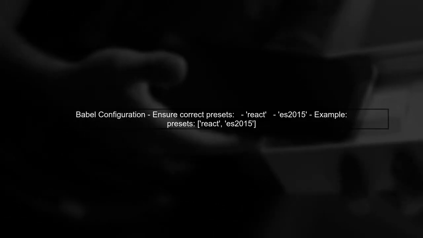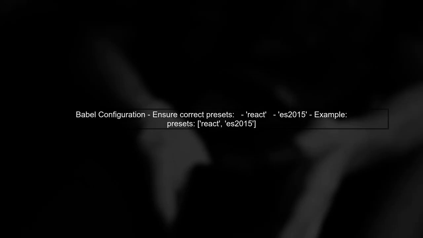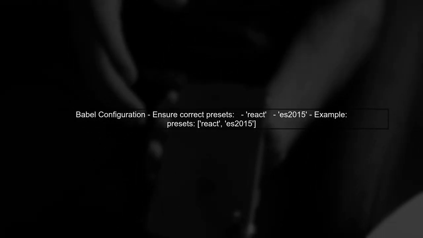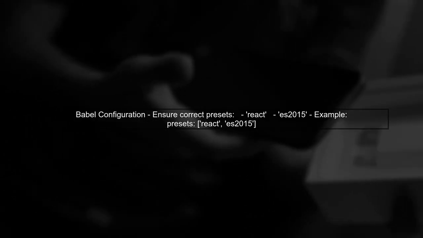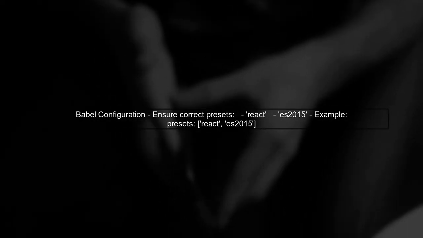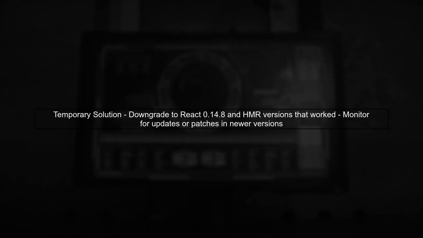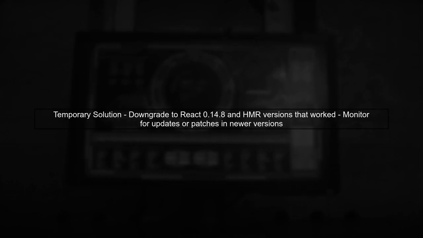Additionally, check your Babel configuration. Ensure that you are using the correct presets and plugins that are compatible with React 15 and above. This can help avoid issues with the synthetic event system. Finally, if the problem persists, consider downgrading to the previous versions of React and HMR that worked for you. This can serve as a temporary fix while you investigate further.